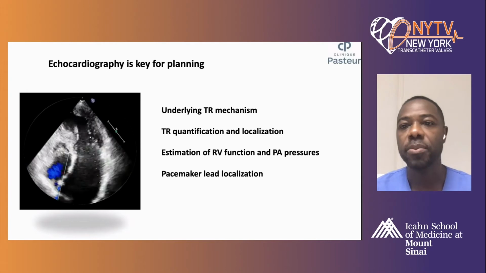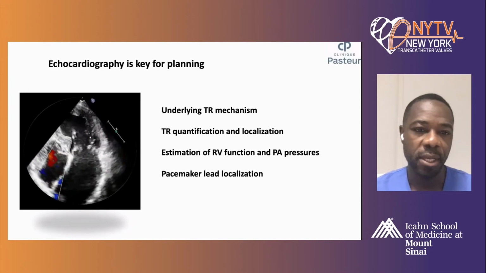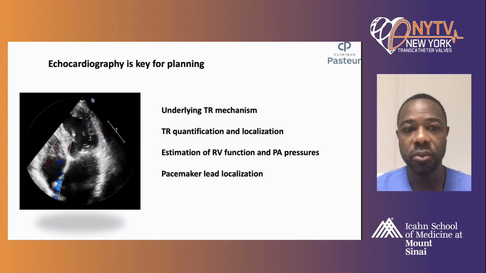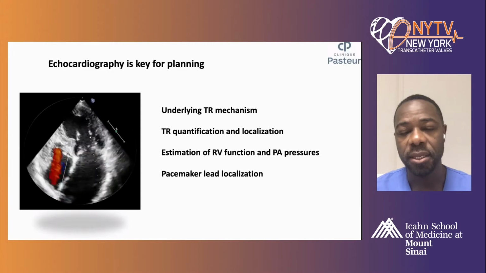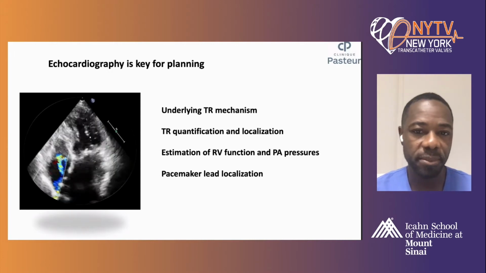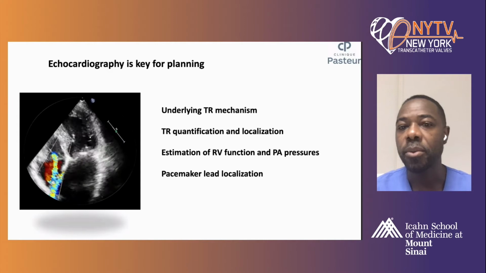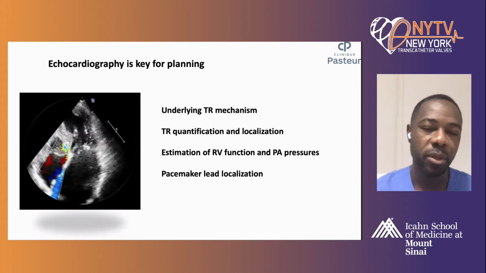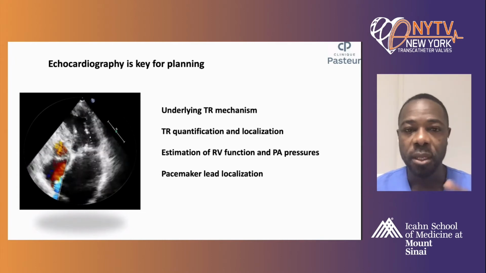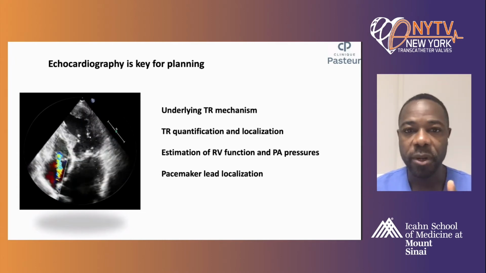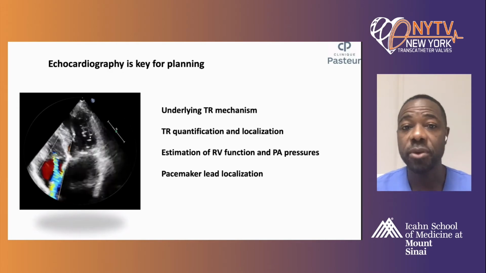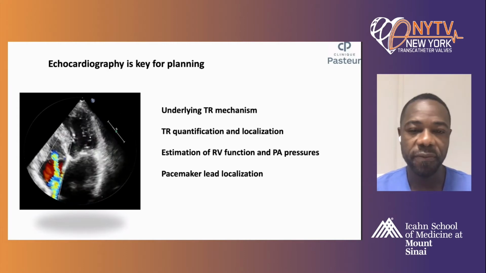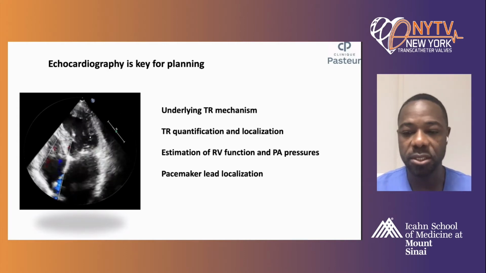Echo is the gold standard because it's extremely helpful to understand the mechanism of the tricuspid regurgitation, to quantify it, and to localize the position of multiple jets, because that is sometimes the case. It's also extremely important to understand the right ventricular volumes and function and the pulmonary arterial pressures. Saibal said that of paramount importance is to identify the presence of pacemaker leads and their location, because they may be at the origin of massive tricuspid regurgitation.